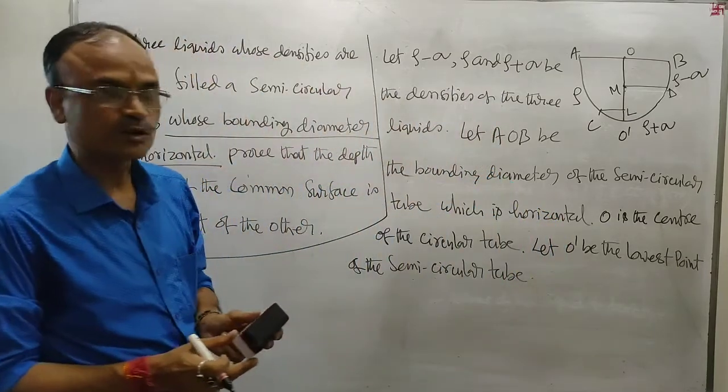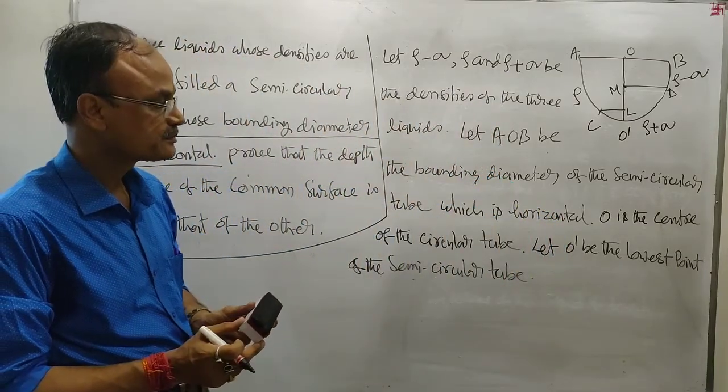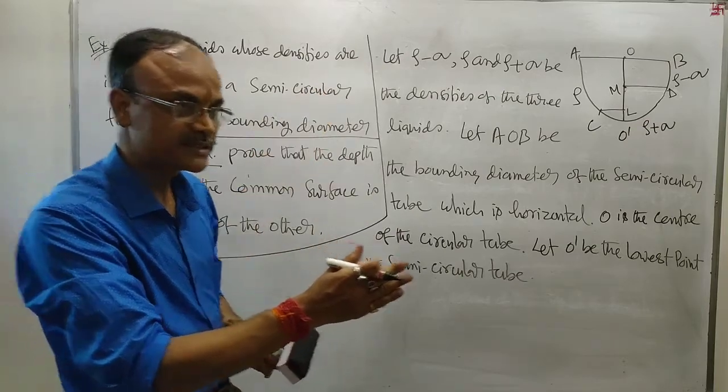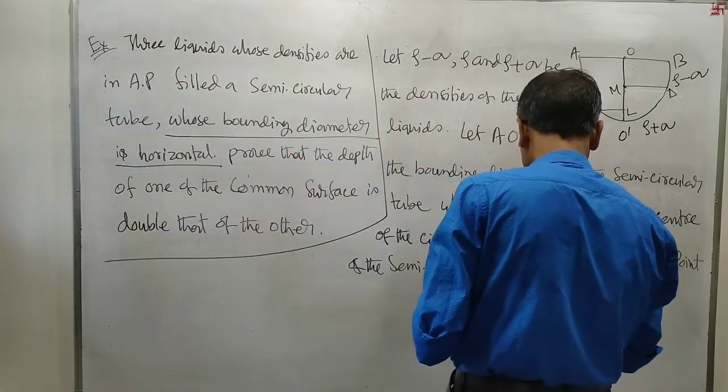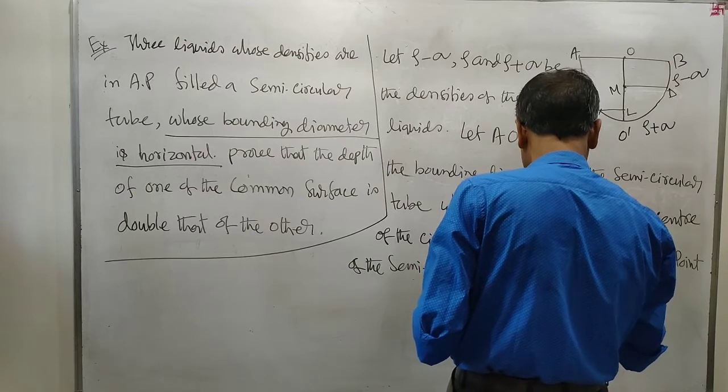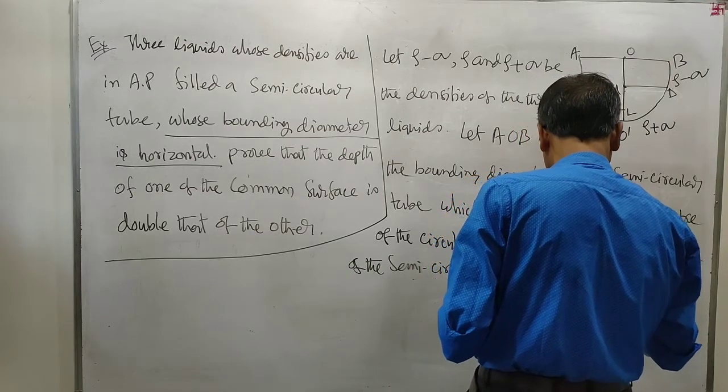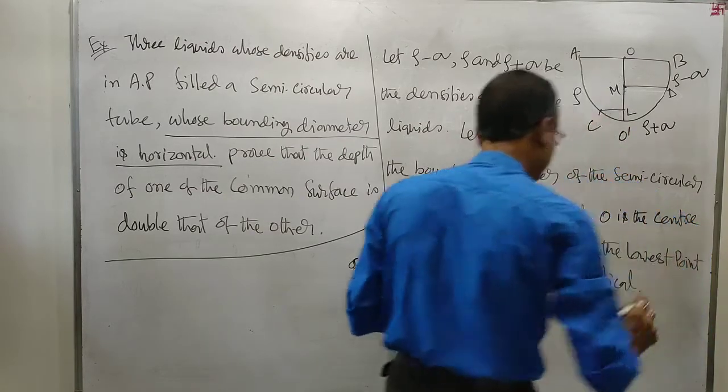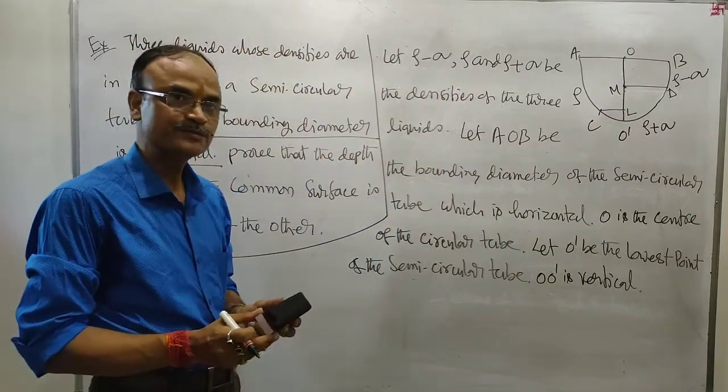Let O dash be the lowest point of the semicircular tube. O dash is vertical. It is clear, O dash is vertical.